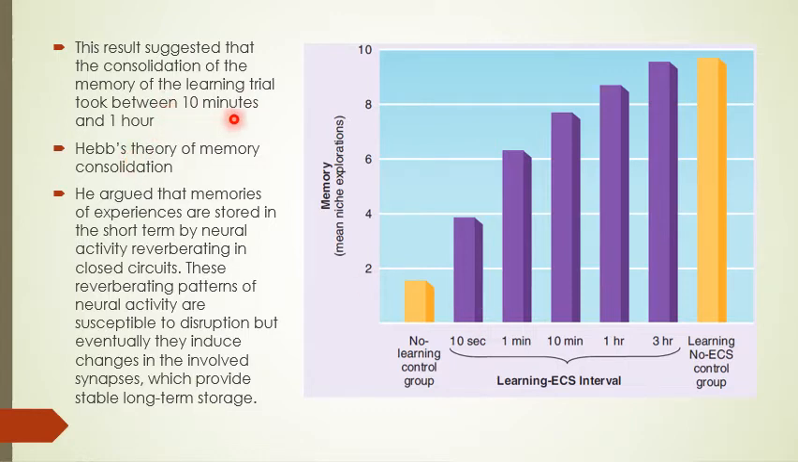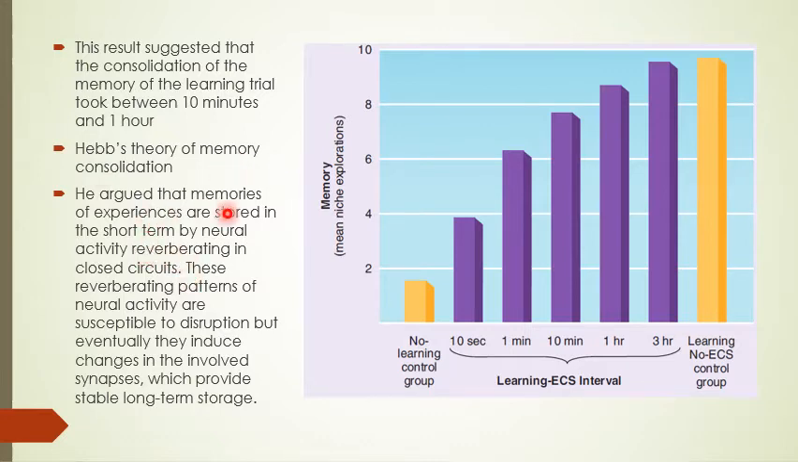1 hour. So mao ni ang length of time it takes for memory to be consolidated, or for memory to be transformed from short-term memory to long-term memory. So around 10 minutes and 1 hour. So this is called Hebb's theory of memory consolidation.